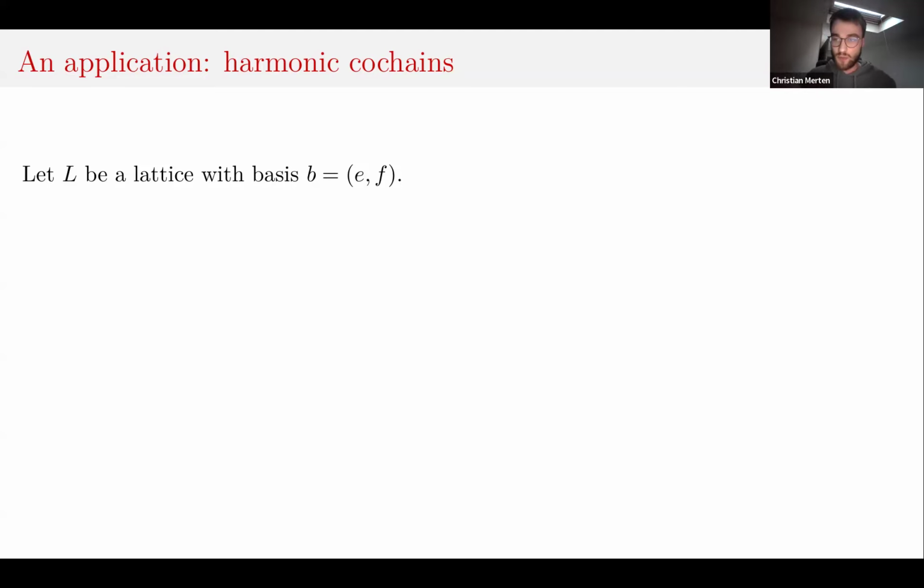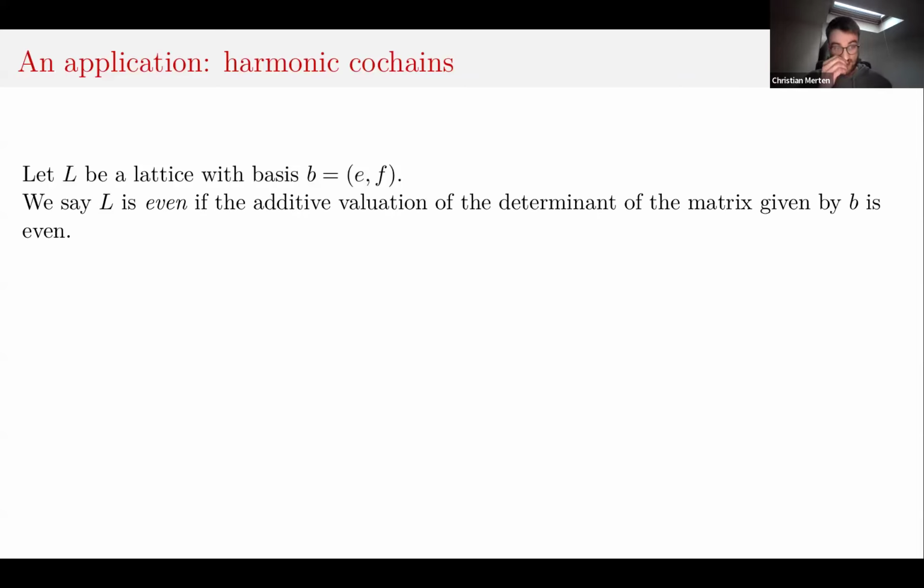And so we want to get some Laplacian on the Bruhat-Tits tree. And to get this Laplacian, we need some more structure on the tree, namely we need some weight. This is just, if we have a lattice with some bases, then we say this lattice is even if the additive valuation of the determinant of the matrix spanned by E and F is even. So in other words, we just take every second layer is even and the other one is odd.